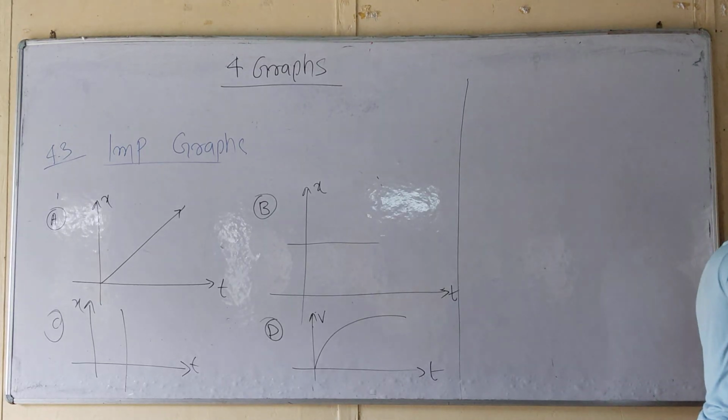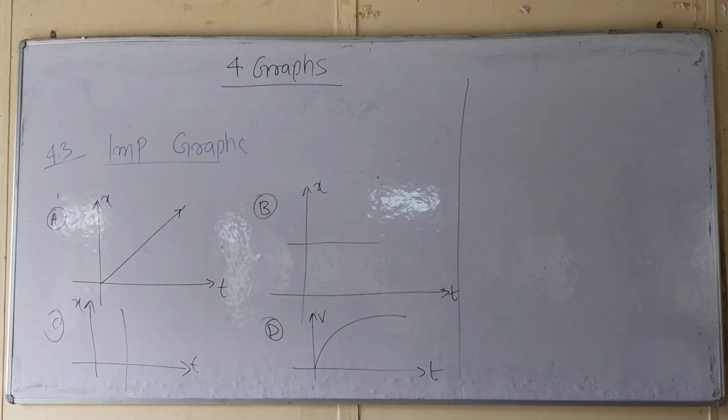Question number next. A position time graph of a particle is shown. Find its velocity.